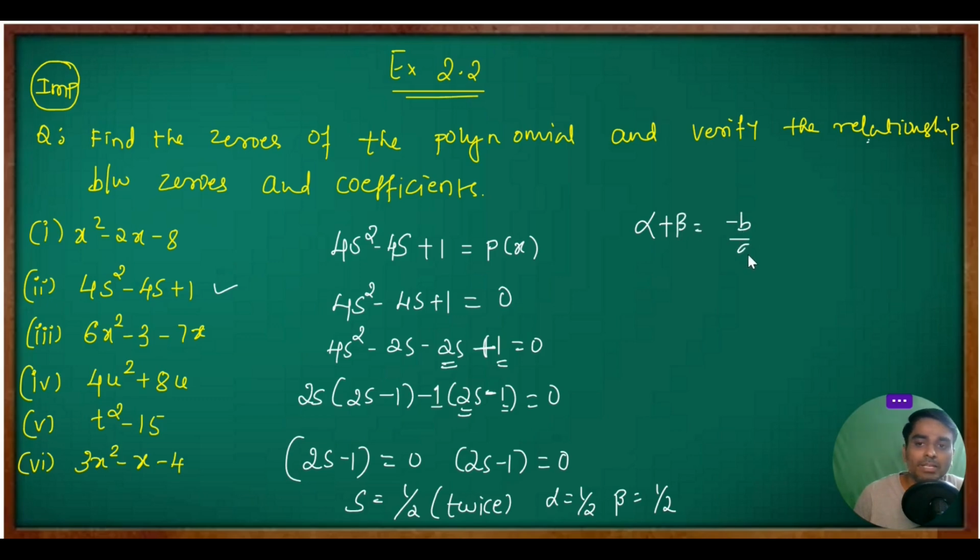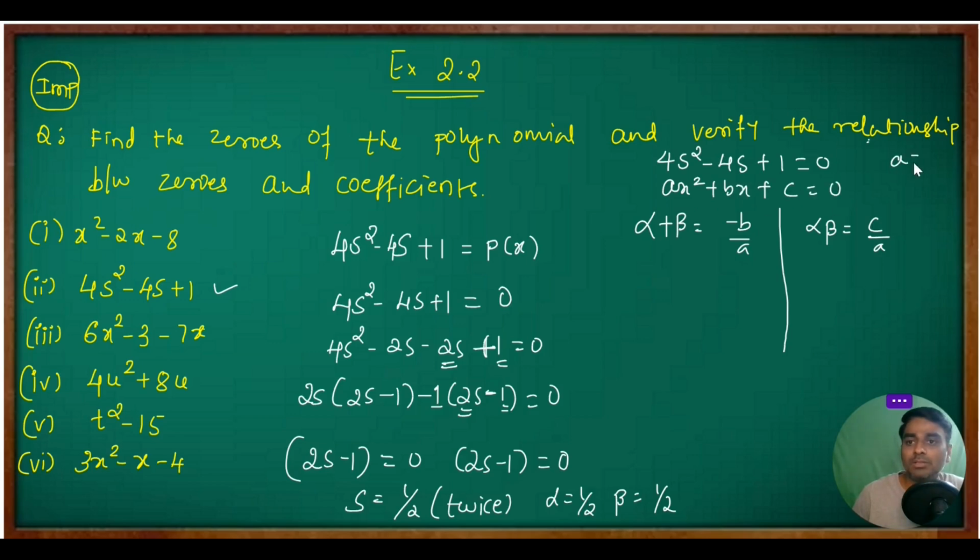First I will write the sum, which is minus b by a, and then I will write the product, which is c by a. Before this, what you need to do is take the polynomial and compare it with the standard form, ax square plus bx plus c equal to 0, so that you will get the values. Clearly your a is 4, your b is minus 4, and your c is 1. Let me put here: half plus half equal to 1. Here minus b means minus of minus 4 divided by a, that is also 4. So you are getting 1 and 1, LHS equal to RHS.